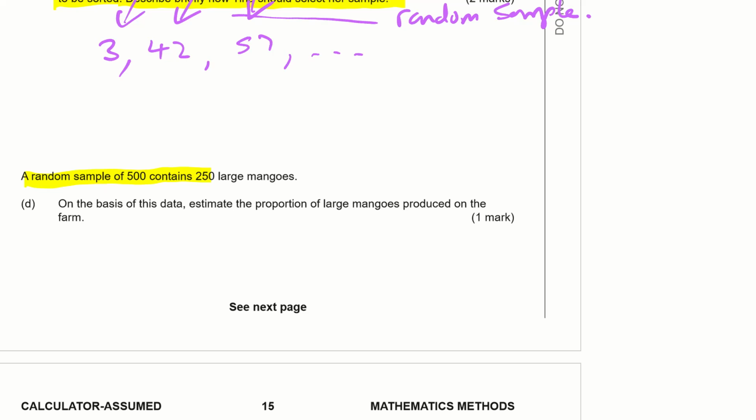A random sample of 500 contains 250 large mangoes. On the basis of this data, estimate the proportion of large mangoes produced on the farm. Okay, so that is just simply a p-hat. There was 250 out of 500, and so that is 0.5.